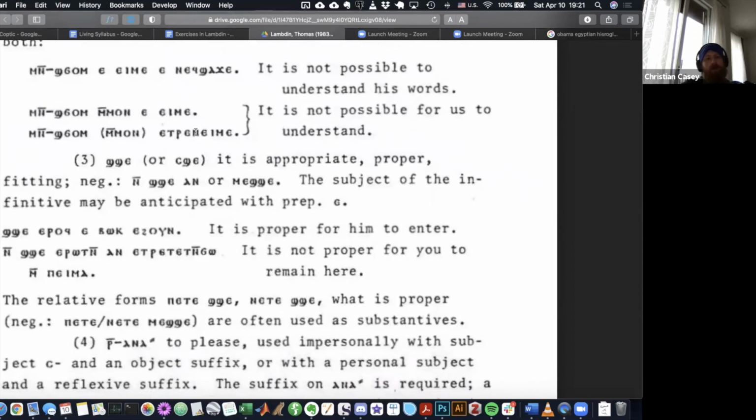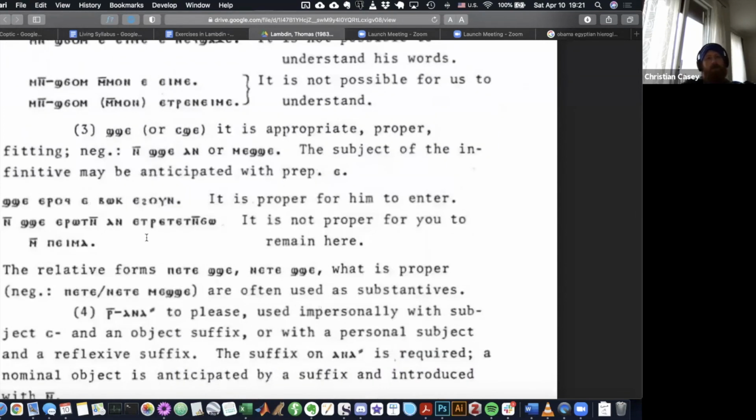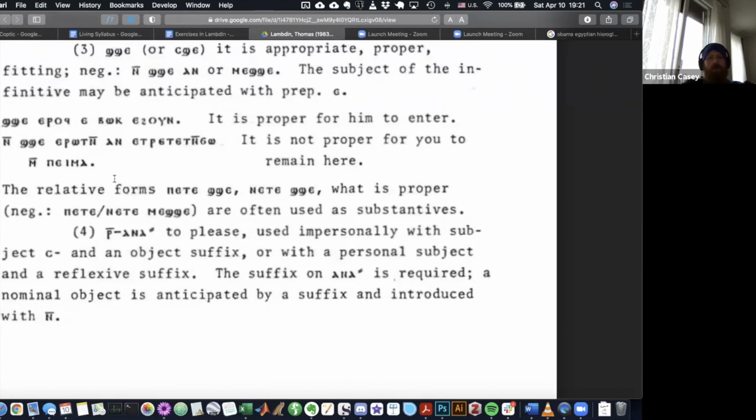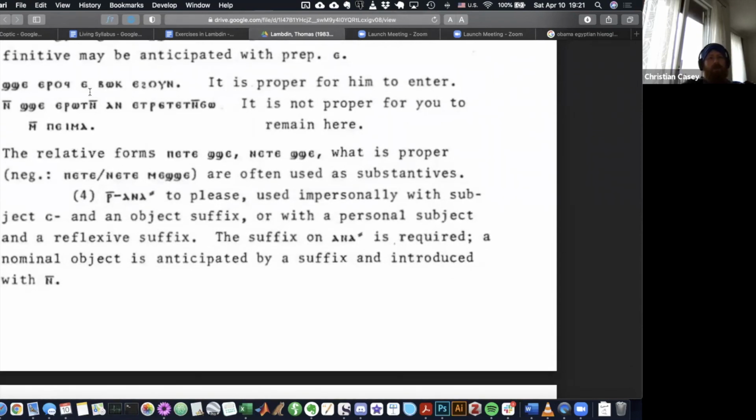And then with the causative infinitive, men chom emon etren imi. You don't need the emon. So there is no ability to cause that we do knowing, etc. Eshe, it is appropriate. It's appropriate for him to go inside. He should go inside is actually what that means.